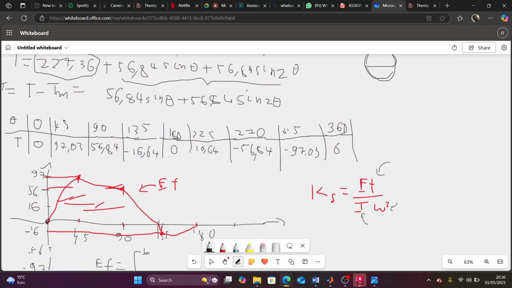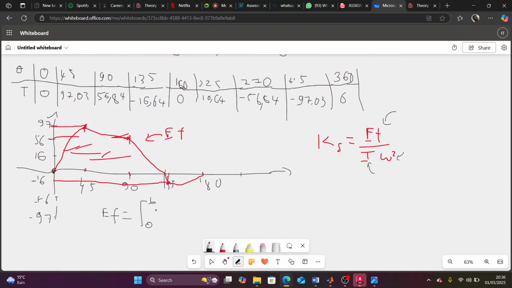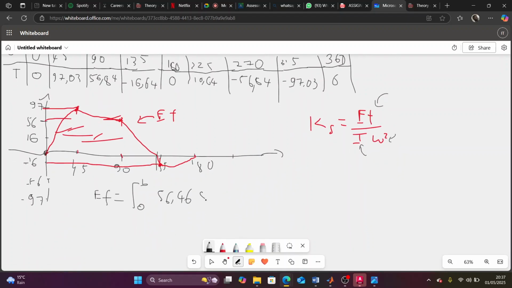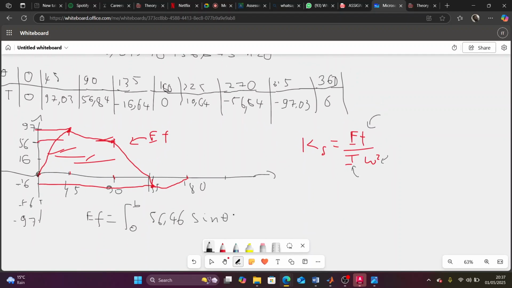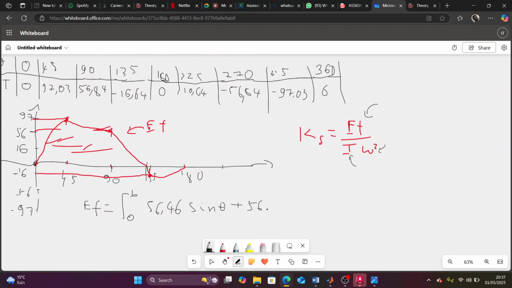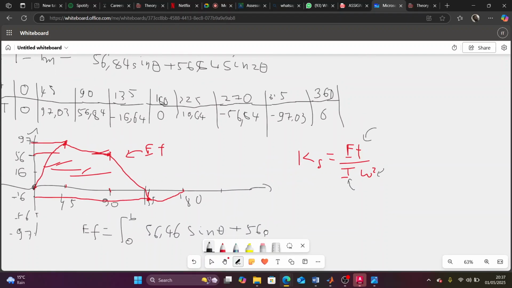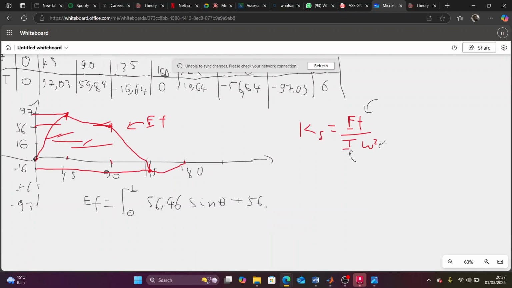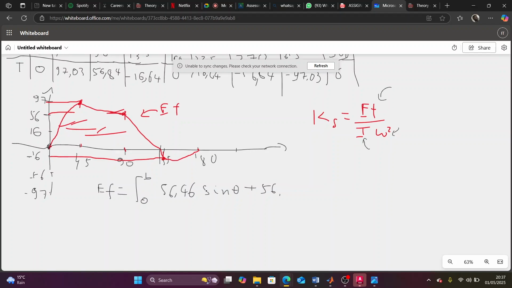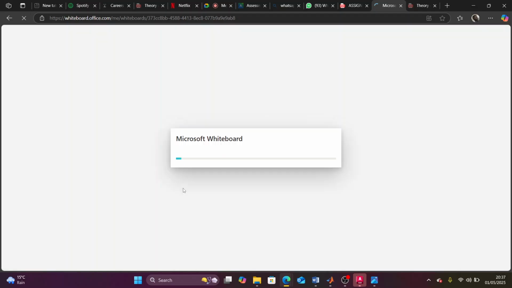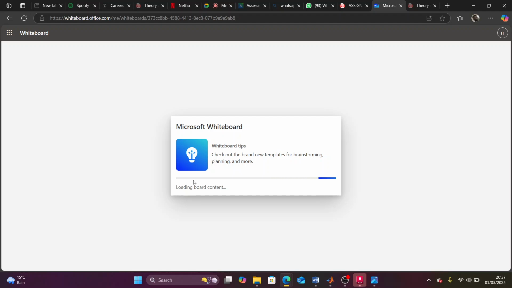Sorry, Angela. 56,46 sin theta plus 56, is it 84? Oh, it's the same thing. It's 84. So this one is 84. What is this thing? What's going on? Microsoft whiteboard.